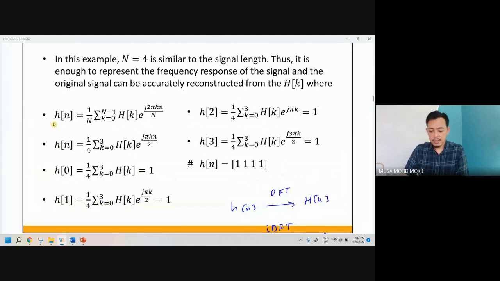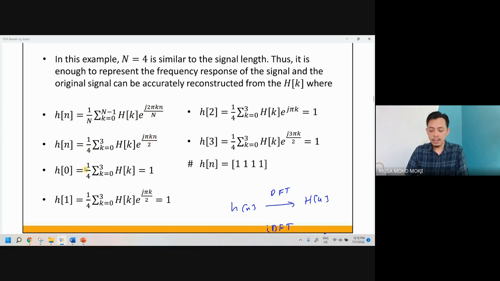So this is generally the formula. Hn is 1 over N, summation of k from 0 up to N minus 1, which is 0 up to 3. And then this is our Hk, multiplied by e to the power of j 2 pi k n over capital N. Plug in the value: capital N is 4 here, and N minus 1 is 3. So this is what we have: 1 over 4, summation from 0 up to 3, Hk e^(j pi k n over 2), because we already replaced the capital N with 4.